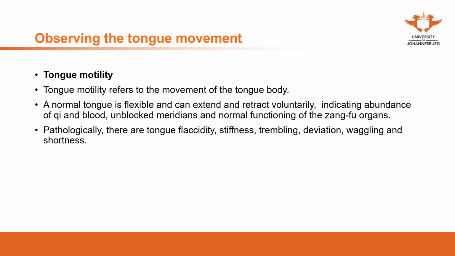The normal tongue, as we introduced before, in a healthy person, is supposed to be flexible and the movement should be voluntary, and also the color will be light red with a thin coating. In other words, if the patient presents with abnormal movements, such as involuntary movements, especially the extend and retract movements, you can see the situation of the 脏腑 organs from the tongue.